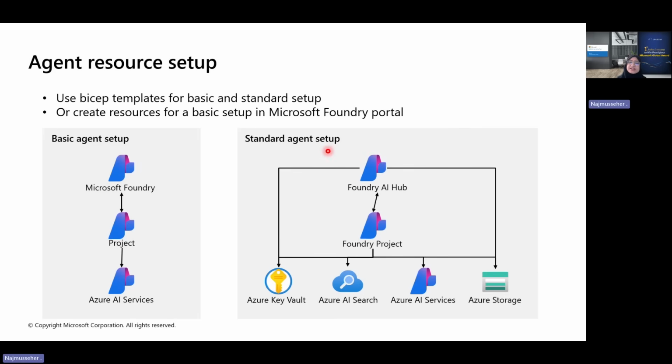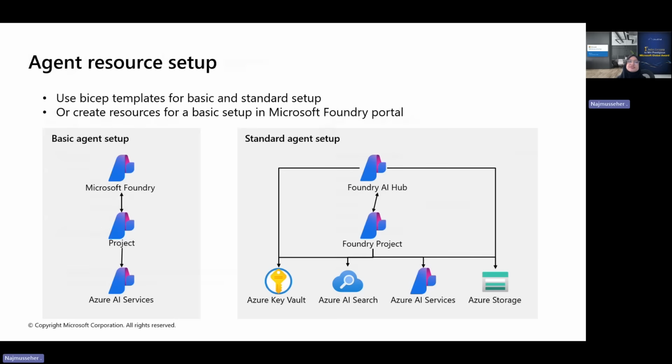Coming to the second option, that is the standard agent setup. That is the Foundry AI Hub. Under that, the Foundry project comes, and we have connected services: Azure Key Vault, Azure AI Search, Azure AI Services, and Azure AI Storage. This setup is recommended for enterprise solutions, for projects related to production workloads and secure deployments, which suit the standard agent setup.